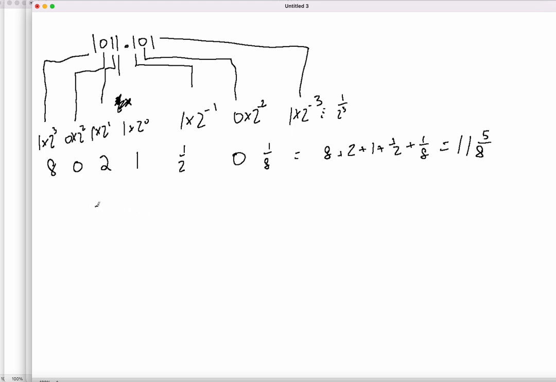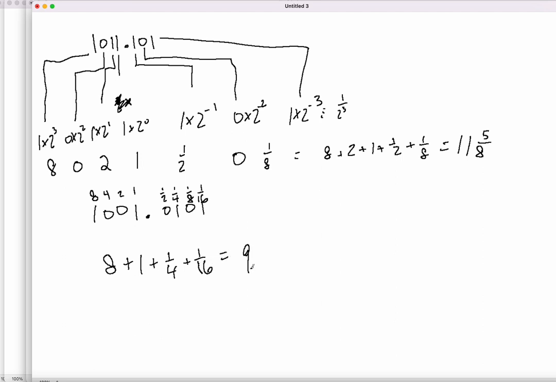If I were to say 1001.0101, okay, again, this is 1, 2, 4, 8. This is 1/2. This is 1/4. This is 1/8. This is 1/16. So this is equal to 8 plus 1 plus 1/4 plus 1/16.